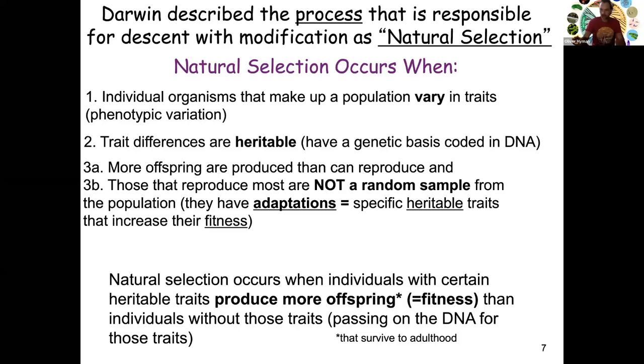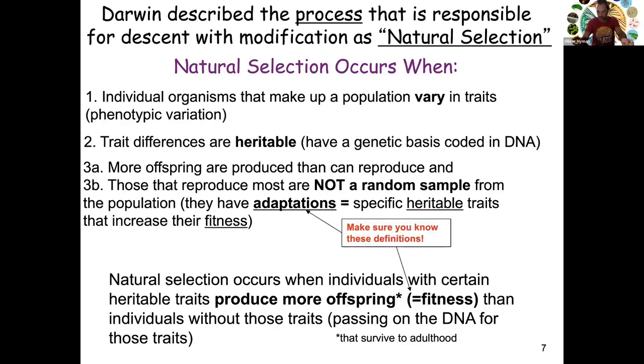Okay, so I've read you all this stuff. I expect you to retain this stuff, but it makes a lot more sense if we look at it in a concrete example. And I want to reiterate, make sure you know these definitions, specifically adaptation, specifically fitness. I'm sorry, the definitions to those two terms.